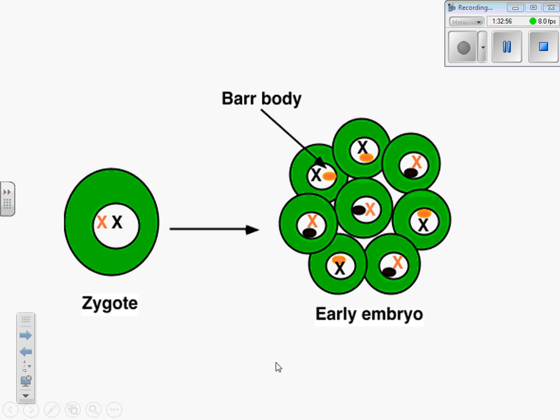Now, in the early embryo, we've just got 8 cells, 2, 4, 6, 8 cells there. You can see that in some of the cells, the X carrying the orange has switched off and become a Barr body. In others, the one carrying the black has switched off and become a Barr body. So each of those cells will now divide to produce cells with the same X inactivated and the same one activated. So you get patches of black fur, orange fur.